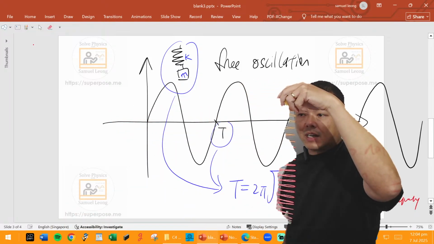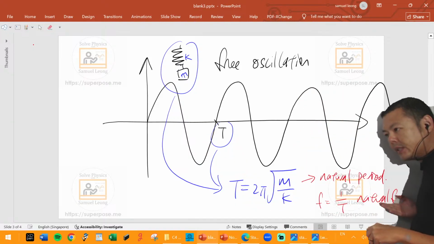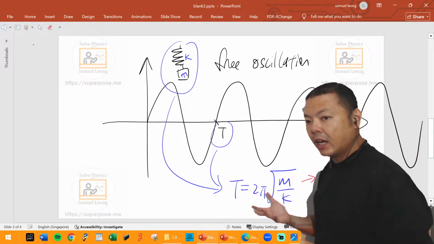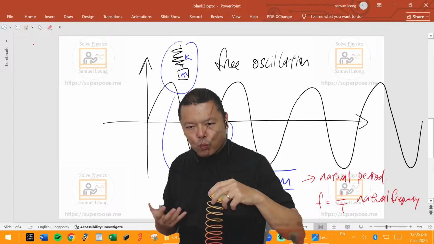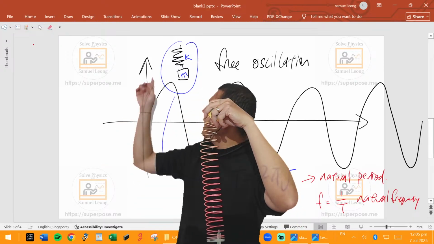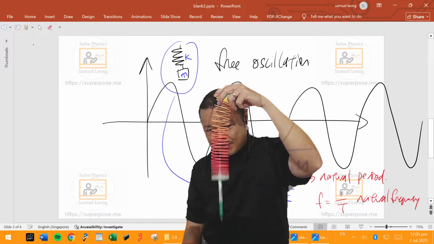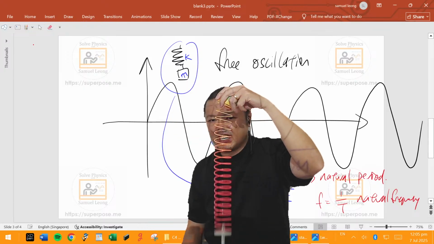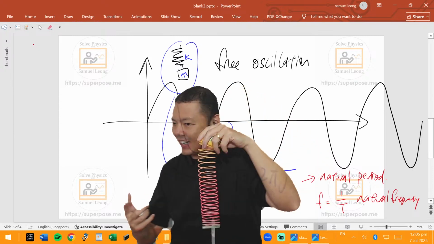You understand what a free oscillation is now? How to calculate the period? What do you understand about the natural period and natural frequency of a free oscillation? No matter what you try to do, if your mass and k are the same, they will always have the same period. It isn't going to change. Okay, good.